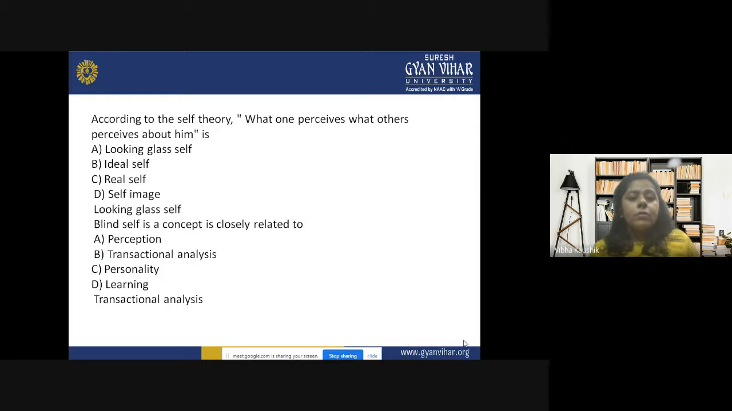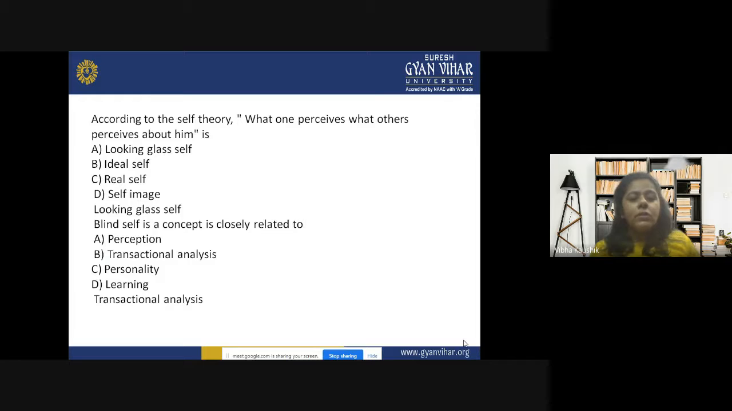Now, according to the self theory, what one perceives, what others perceive about him is. Now the options are: A. Looking glass self, B. ideal self, C. real self, or D. self image. So these are the options, students. Now you have to select the correct answer on the basis of the given choices, and the correct answer will be option A, that is looking glass self.